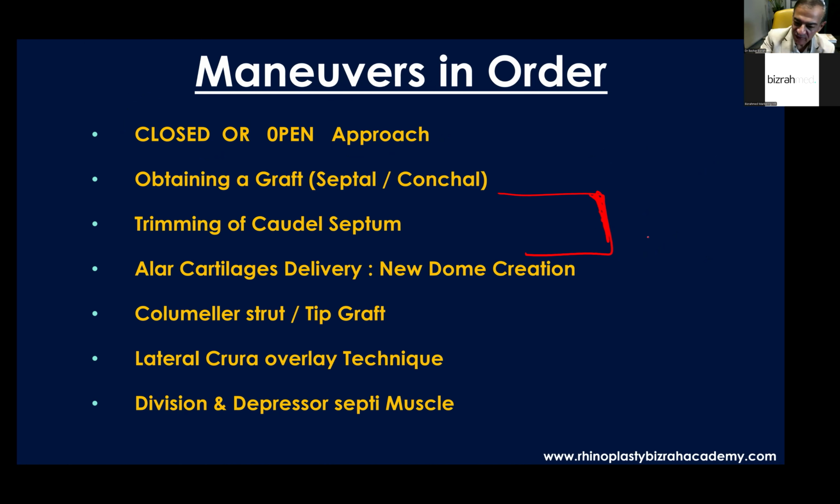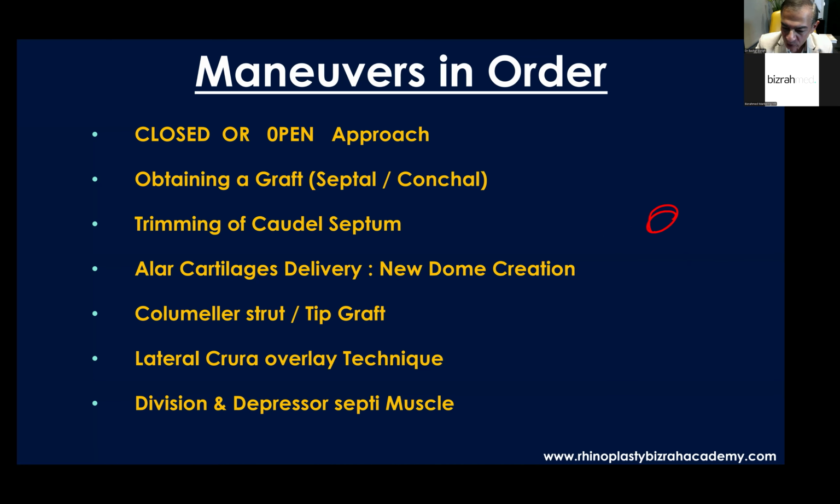That's very important. And again, the delivery of the alar cartilage is followed by a new double dome creation. We need to create a new double dome, and the suture fixation of the dome in order to fix the newly reshaped and newly arranged tip.